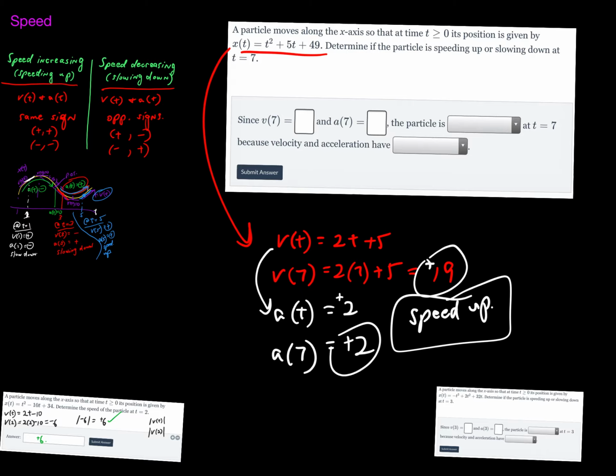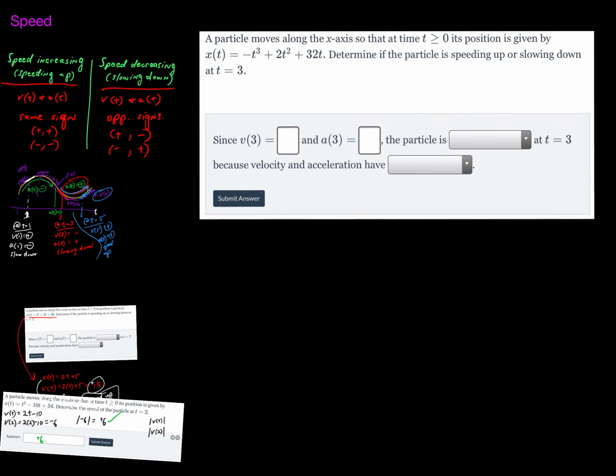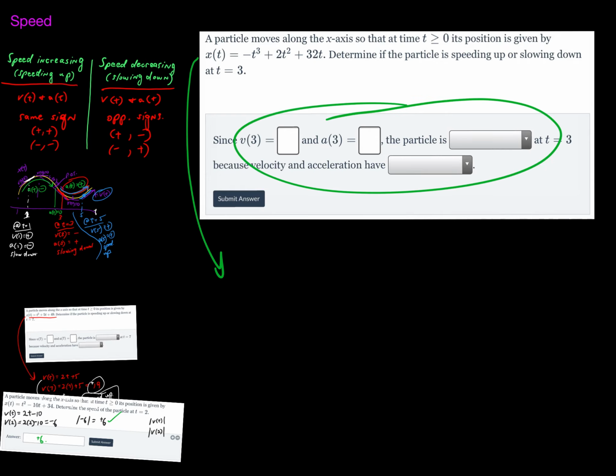Next example. We have a particle. It is moving along the x-axis. Same type of question. We want to know if it's speeding up or slowing down at time 3 now. Well, let's do the same thing as we did before. Oh, I forgot. I didn't plug in all the answers on the last one. I'll do it for this example, and you can see what the answer should look like. Let's take the velocity function.